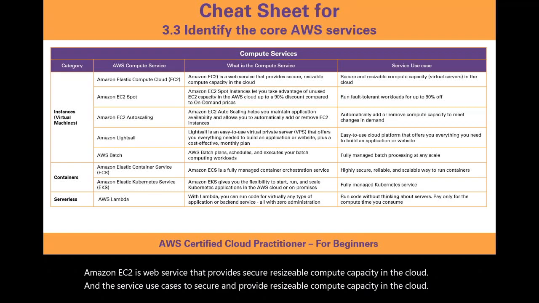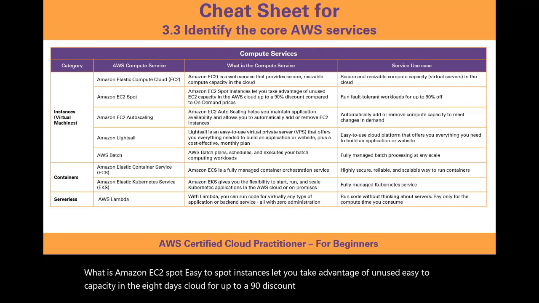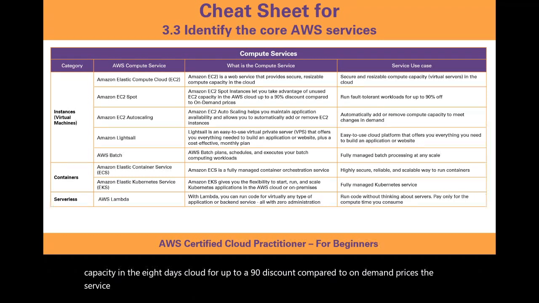What is Amazon EC2 Spot? EC2 Spot instances let you take advantage of unused EC2 capacity in the AWS cloud for up to a 90% discount compared to on-demand prices. The service use case is to run fault-tolerant workloads for up to 90% price off the on-demand prices.